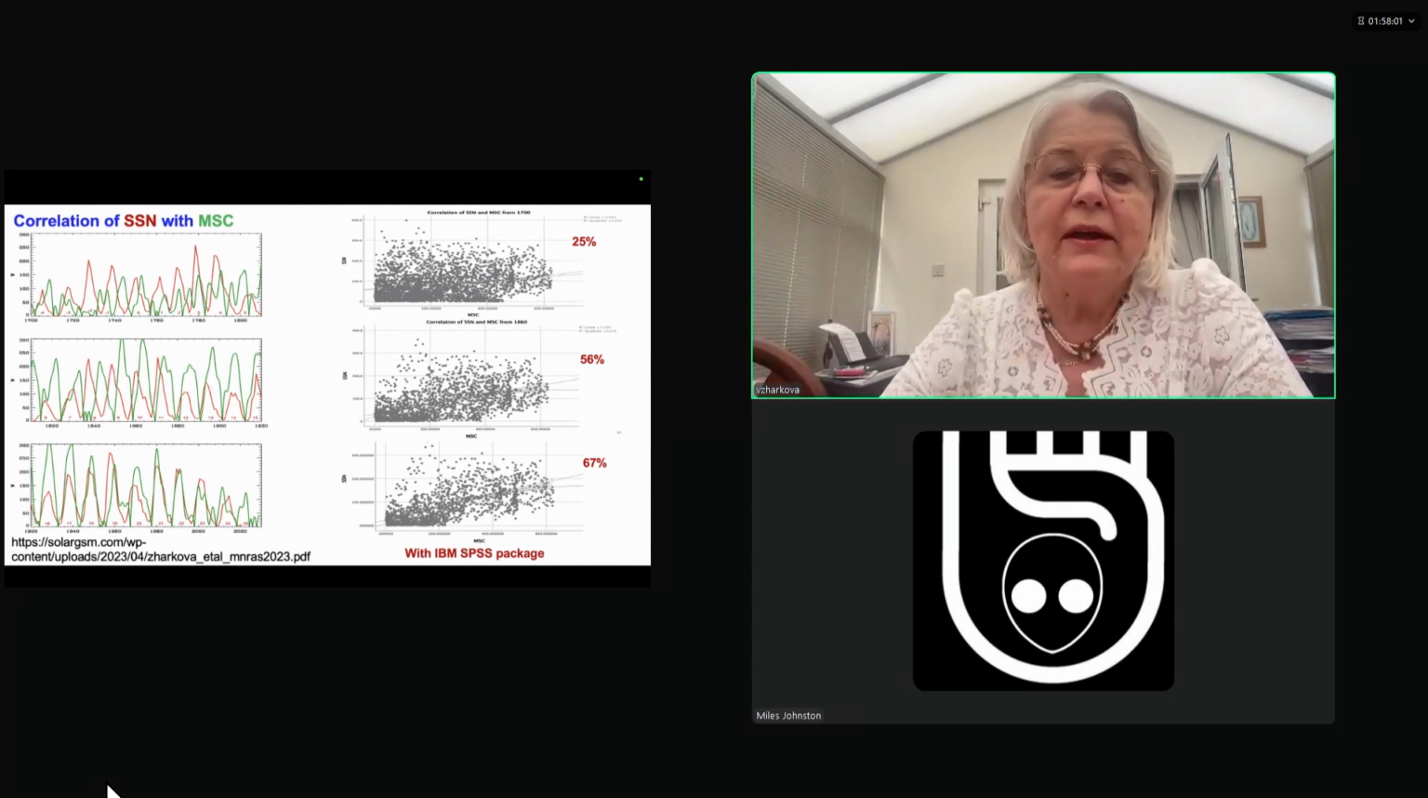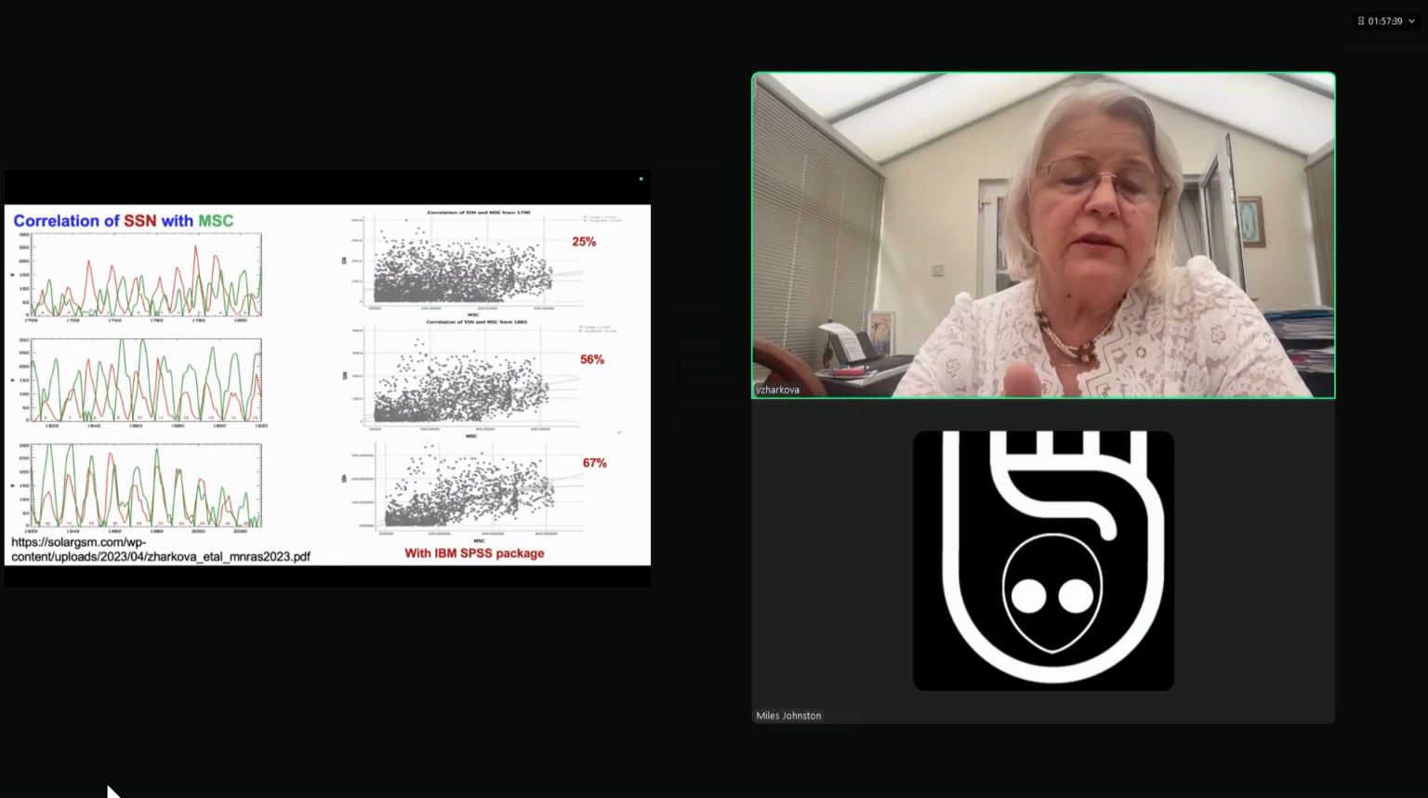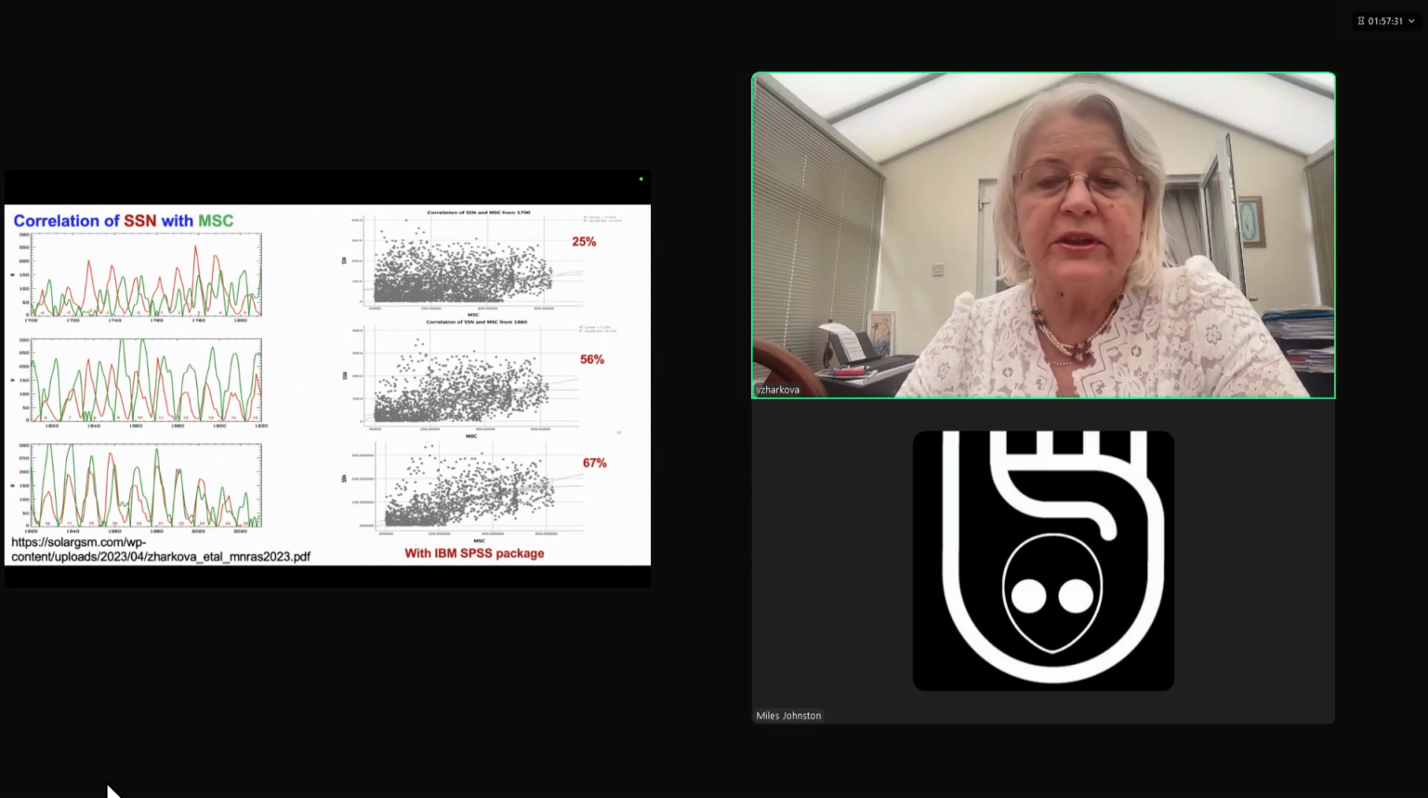So this is why the correlation slightly increased, becoming 56% between our data and theirs. But then in the 20th, 21st century, the correlation became 67%, which is the maximum we can get for the dipole magnetic field, because we didn't include yet quadrupole, octupole, and others. So basically, we feel that this is a good solar activity index, which can be used.